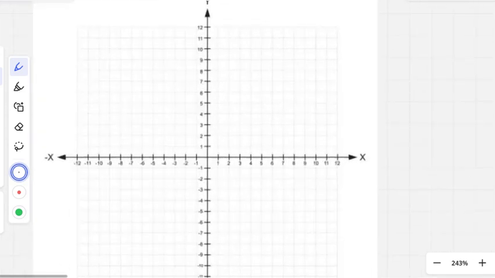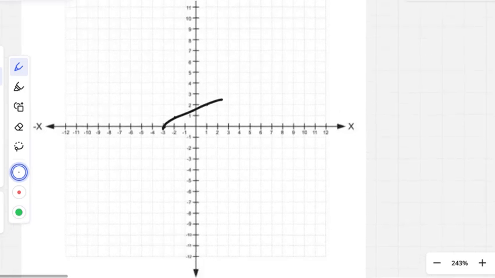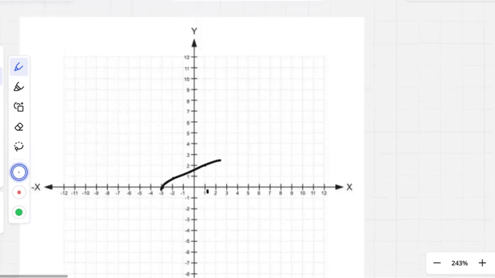Graph both the square root of x plus 3, which will start at negative 3, and should curve up, plus 1, then plus 3, like a square root graph, and keep going. The other one, x equals 1, would be a straight line, at x equals 1.